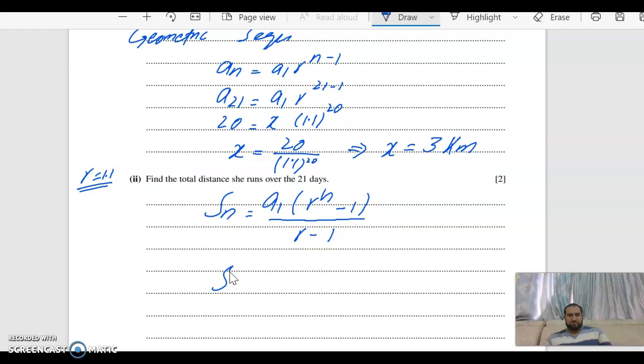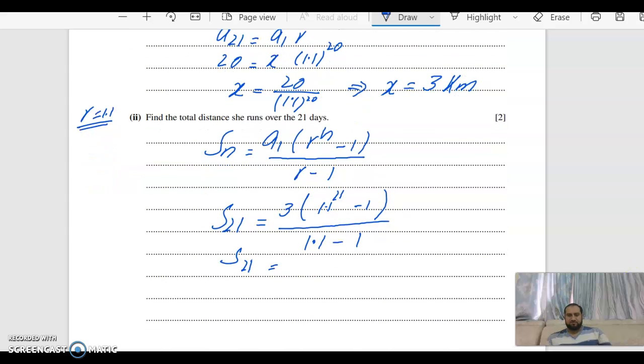So we will substitute the values because we are looking for S21. a1 is 3 kilometers and r is 1.1, to the power of 21 minus 1, over 1.1 minus 1. Simply use a calculator. So S21 will be equal to 192 kilometers. So that is the total distance she runs over the 21 days.